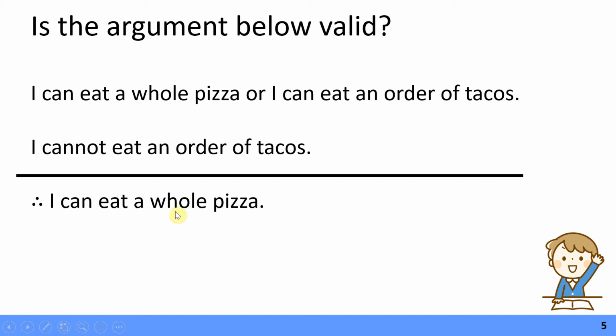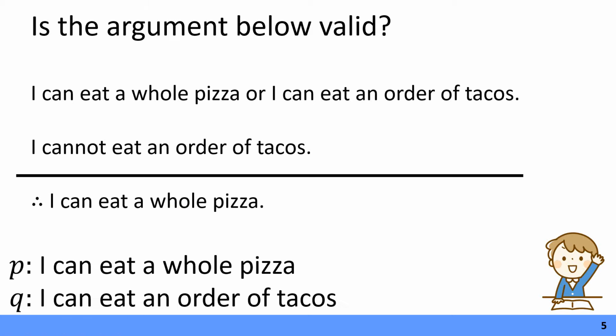Step 2, now we have to translate this into letters. If we read this through, hopefully you agree with me that we have 2 mini statements. We have a statement that says I can eat a whole pizza, which is going to be represented with P. And then I can eat an order of tacos, which is going to be represented with Q. Now, with that being said, let's take this slowly.